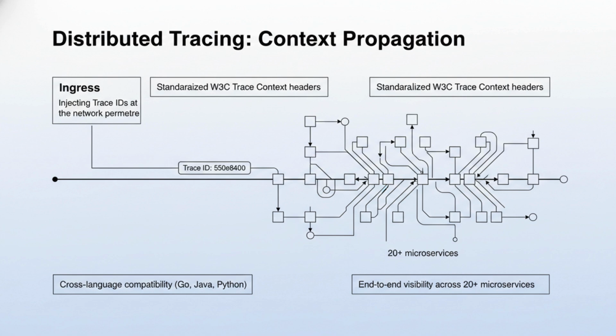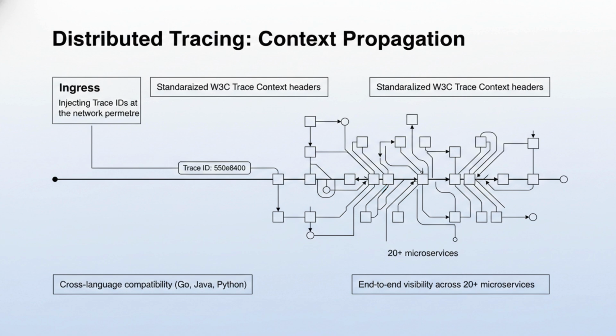The true power of OpenTelemetry in ingress controllers lies in context propagation. When a request hits the edge, the ingress creates a trace ID. This ID is then passed along via HTTP headers to every downstream microservice. Without this, your traces would be fragmented, making it impossible to see the full path of a user's request.